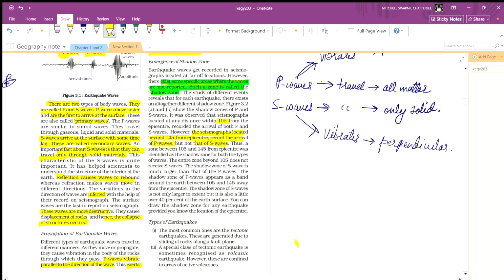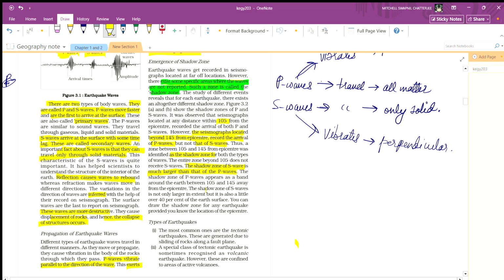Thus, a zone between 105 and 145 degrees from the epicenter is identified as a shadow zone for both types of waves. The entire zone beyond 105 does not receive S waves. The shadow zone of S wave is much larger, as shown in the figure. The shadow zone of P wave appears as a band around the Earth, between 105 and 145 degrees away from the epicenter.